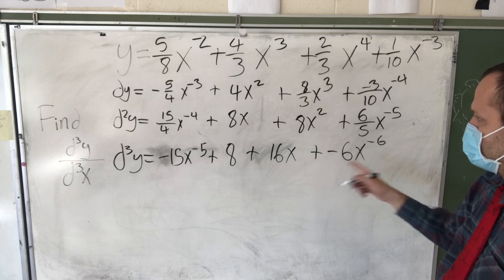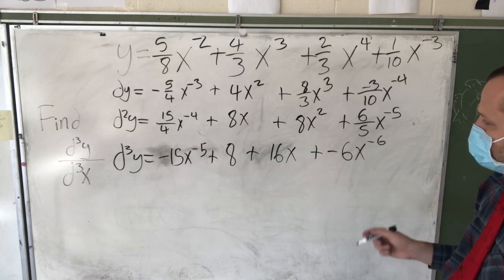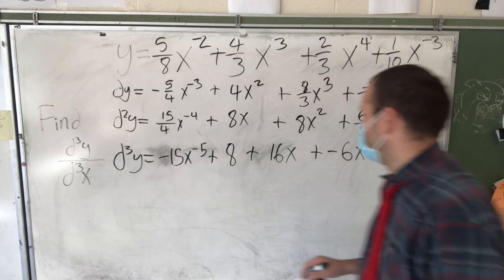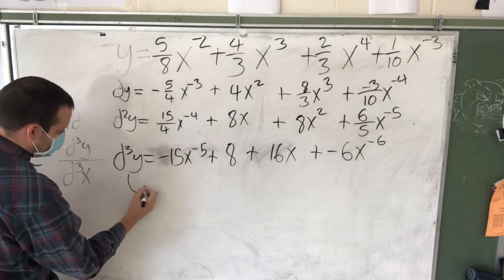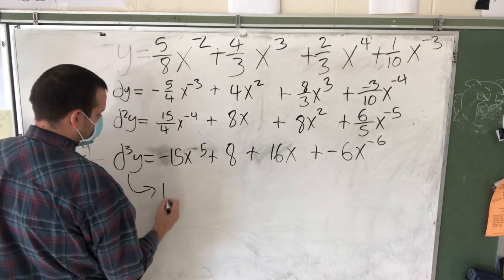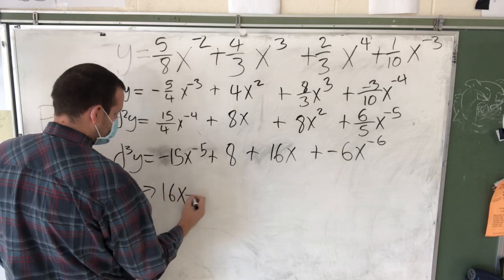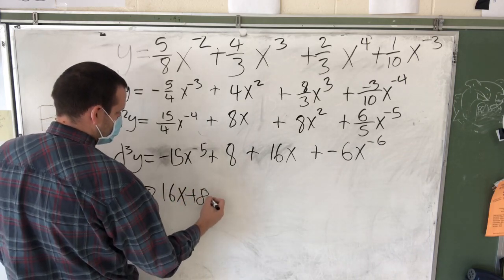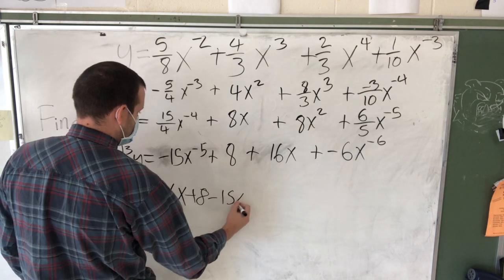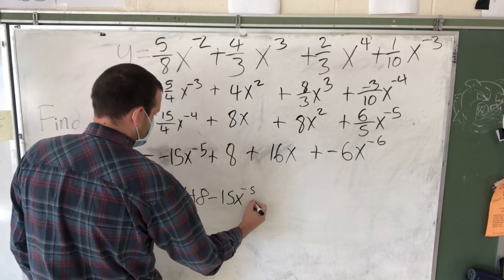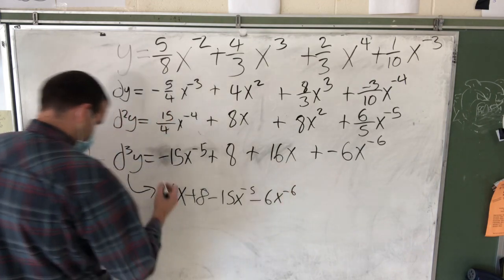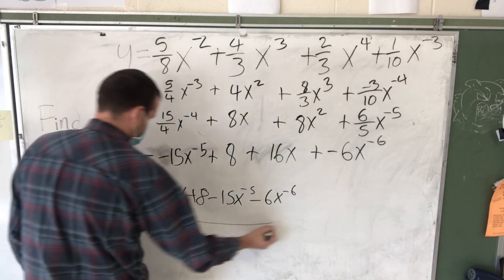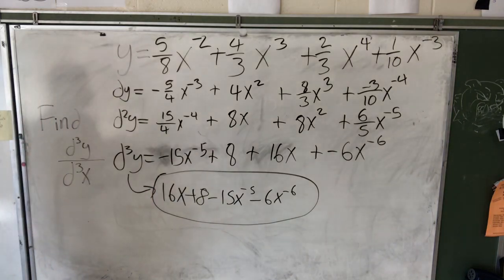If I want to go through and clean this up a little bit, you normally write the exponents from greatest to least. So technically, we could write this as 16x plus 8 minus 15x to the negative 5th minus 6x to the negative 6th. That would be the correct answer right there.